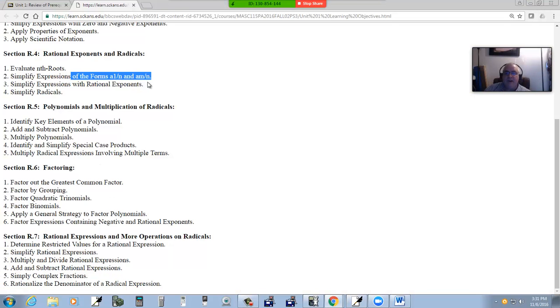Now that was simplifying, it's kind of poorly written here, a to the m over n power and a to the 1 over n power.